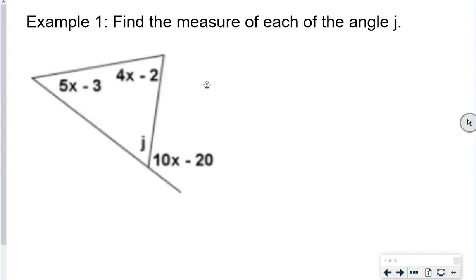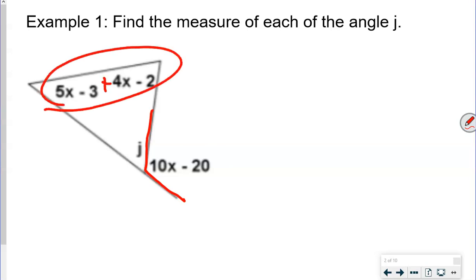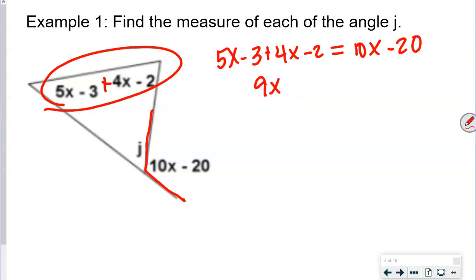So you should remember that the exterior angle out here, this angle right here, is equal to the sum of these two angles. So we're going to add those two together and set them equal to that 10x minus 20. So that's going to be 5x minus 3 added together with 4x minus 2 and set that equal to our 10x minus 20, okay? So 5x plus 4x is 9x. Negative 3 plus negative 2 is negative 5, which is combining like terms, right? That's all we did on the left, okay?